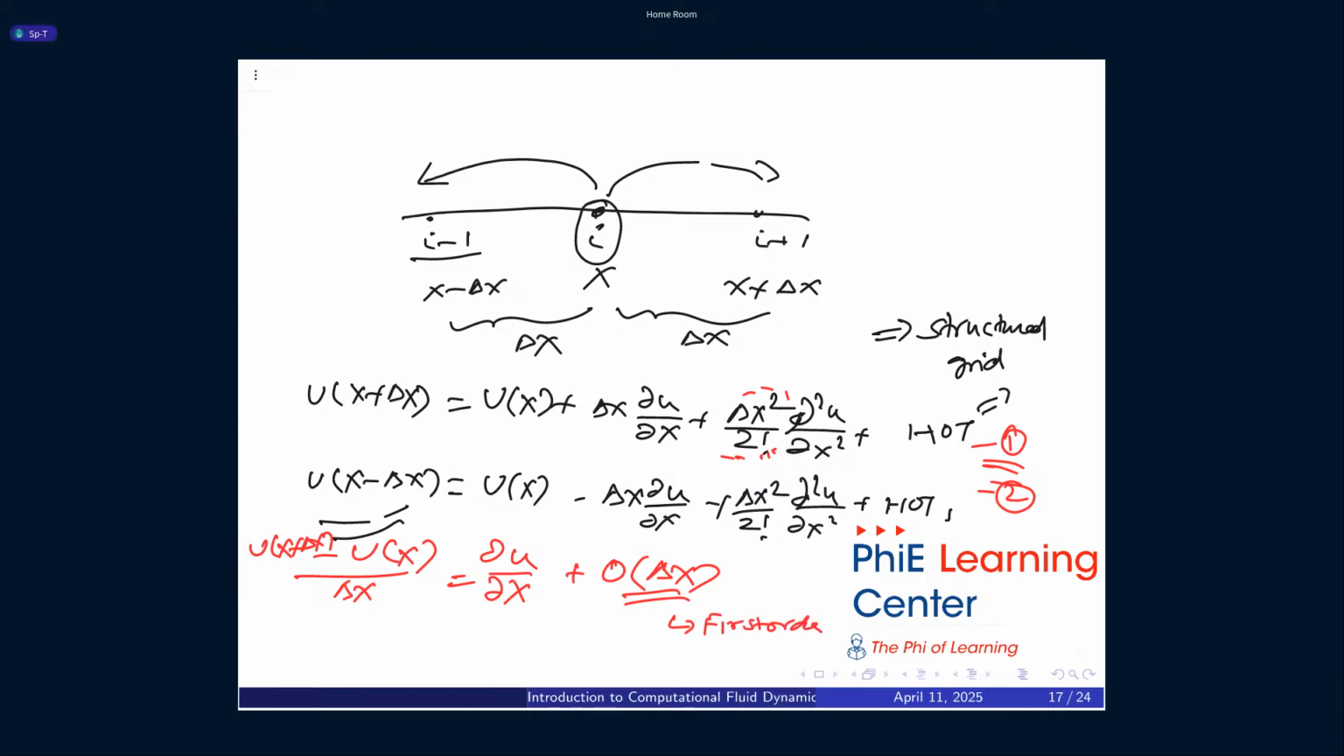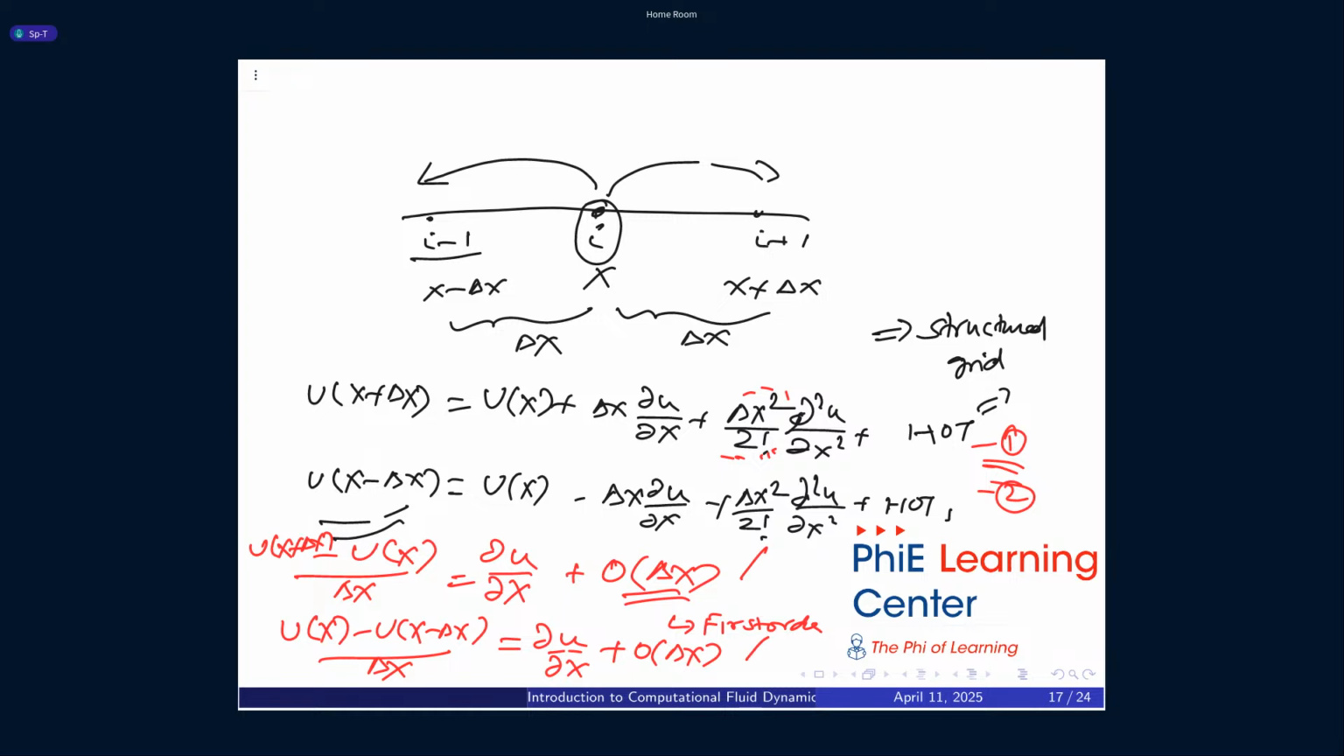Let's do the same thing with 2. Instead, we'll subtract u of x with u of x minus delta x. And if we divide it by delta x, we will also get the same thing as dou u by dou x. And this is also an order of delta x scheme. But notice the difference in here. You have u of x plus delta x minus u of x, and you have u of x minus u of x minus delta x. So even a simple choice of this scheme will result in varying solutions.